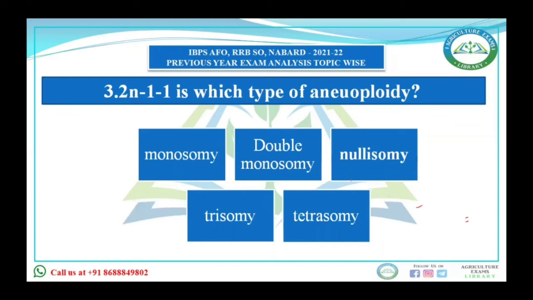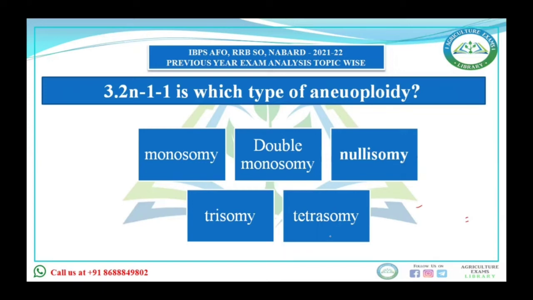2n-1 is which type of aneuploidy? Monosomy, double monosomy, nullisomy, trisomy, tetrasomy. See, if you talk about mutation, there is chromosomal mutation as well as gene mutation. In chromosomal mutation, either there is a change in the chromosomal number, or there is a change in the chromosomal structure. When there is a change in the chromosomal number, either there is a change in the number of chromosomes in a set, or there is a complete change of the chromosome set.